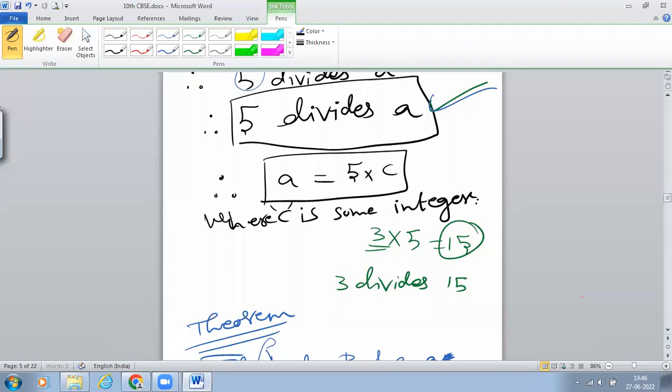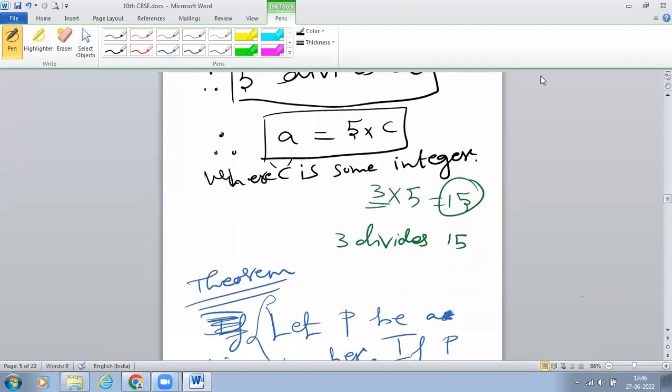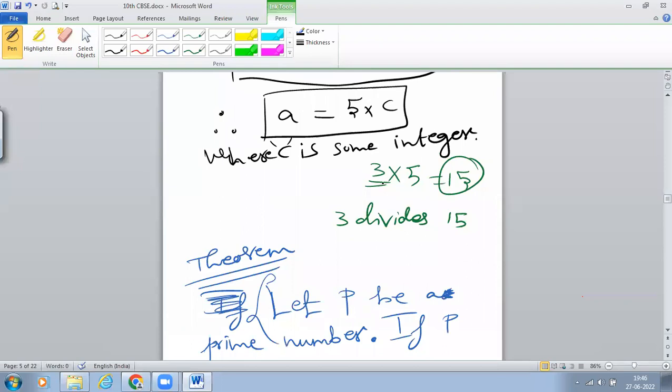Again, I'll explain how it is. Since 5 divides A, A can be expressed as 5 times C. Take the same example: 3 into 5 is 15, therefore we can say 3 divides 15. If 3 divides 15, this 15 can be expressed as 3 into some number, that is 5. 3 into some number will give you this 15, right?